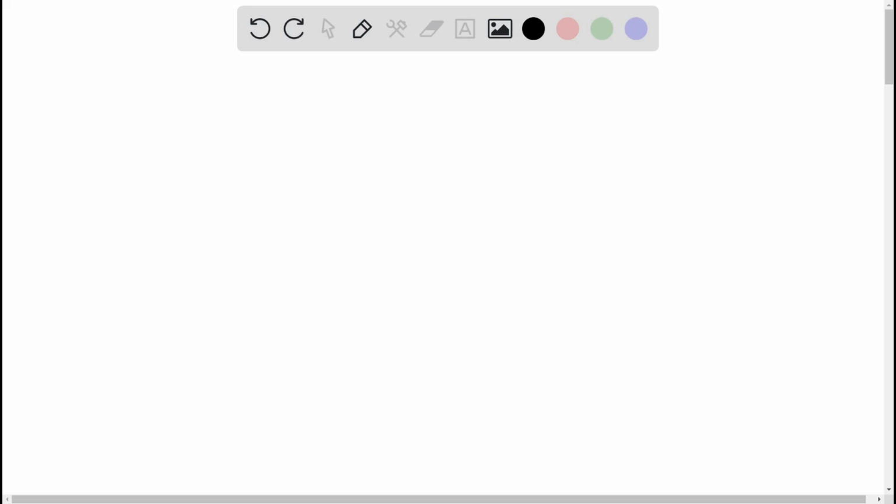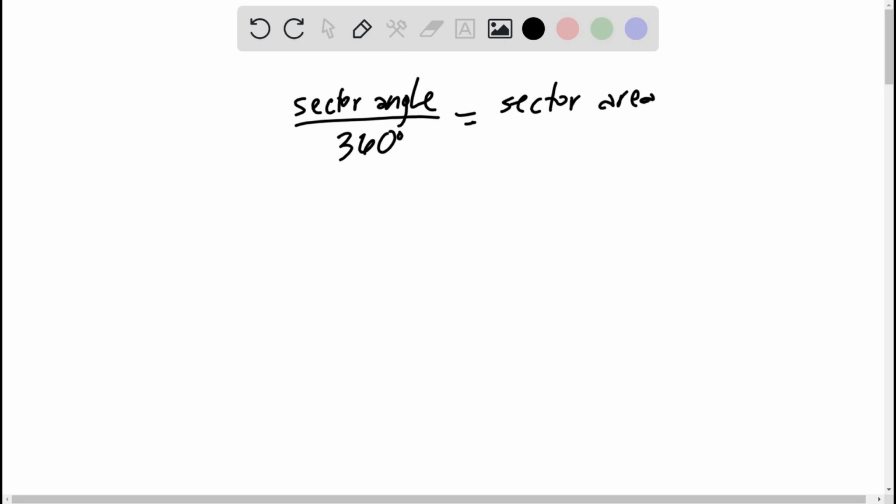So for this problem, we are going to use a ratio: the sector angle over the angles in a circle is equal to the sector area over the area of a circle, which is pi r squared. So you're using this ratio, that a sector is a portion of a circle, to set up a ratio. So the angle of this sector, I said 360 degrees, but we're actually in radians here.